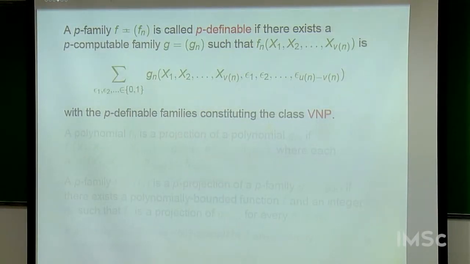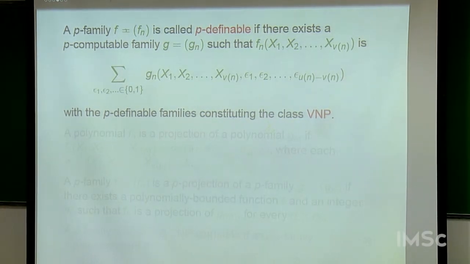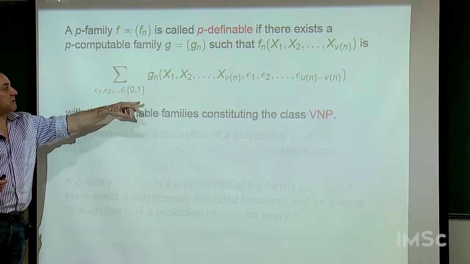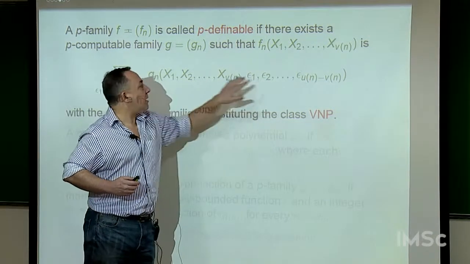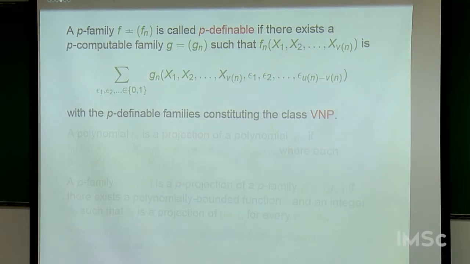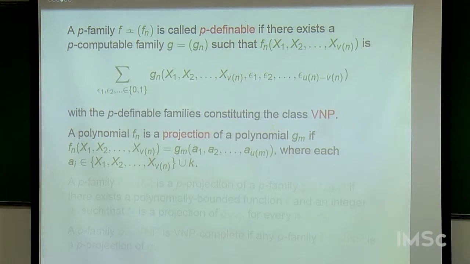So if we want to step up to get an NP analog, or a non-deterministic analog, Valiant defined the P-definable family of functions if we have a P-computable family, G, such that Fn in your family of interest is the sum over all zeros and ones plugged in here of the function Gn. And we get our complexity class VNP. And so now we've got VP, VNP.